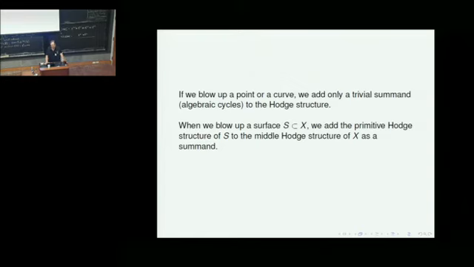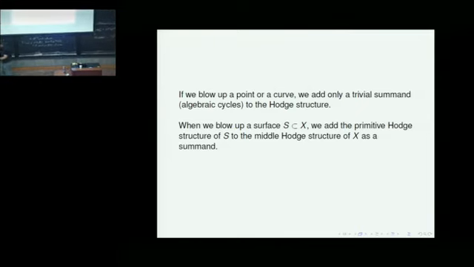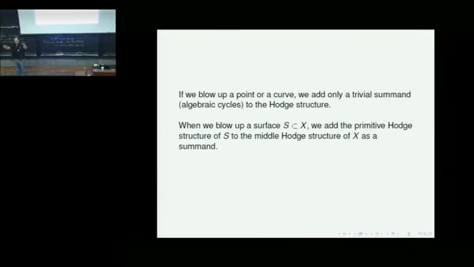It's only when we blow up a surface that we see something interesting happening to the Hodge structure of the fourfold. What happens is that the cohomology of the blow-up is just the direct sum of the cohomology of the original fourfold with the middle dimensional cohomology, or primitive cohomology, of the surface. And the same is true at the level of Hodge structures. The Hodge structure of the blow-up is just the direct sum of the primitive Hodge structure of the surface you blew up with the Hodge structure you started with.